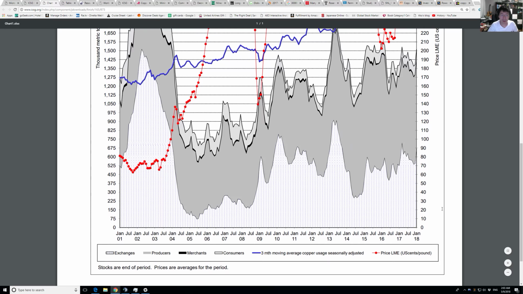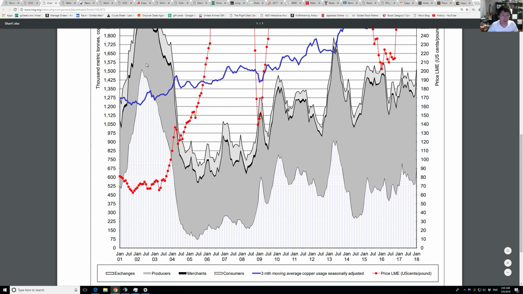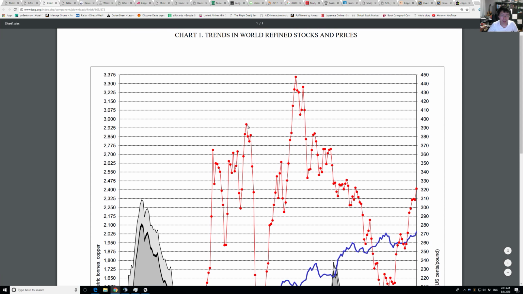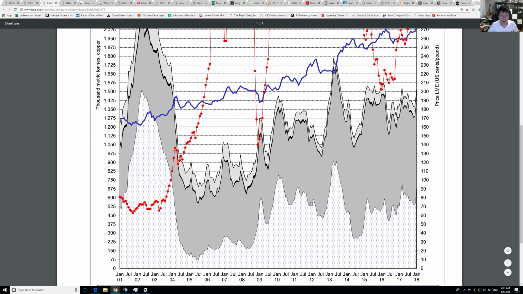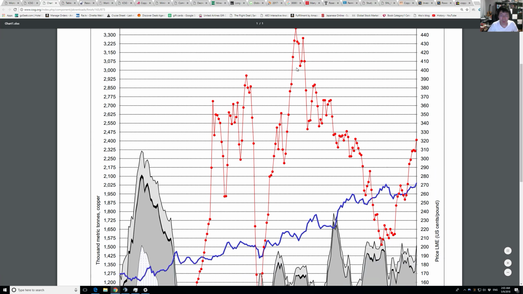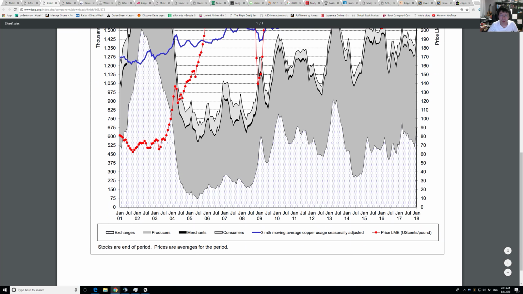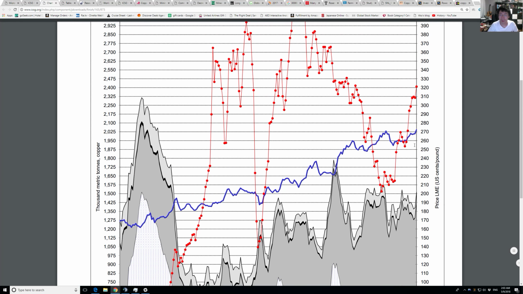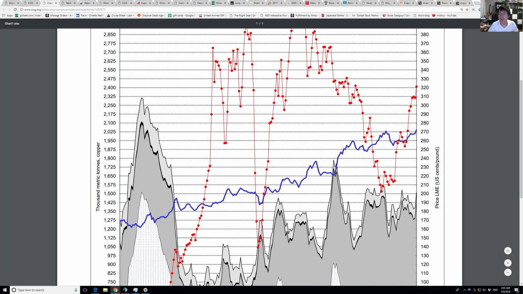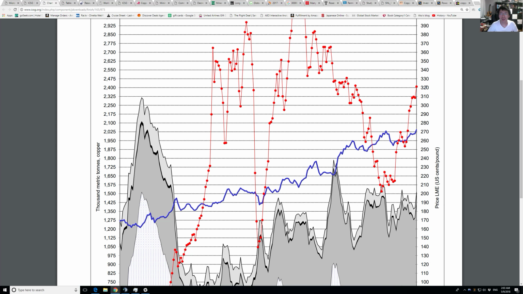And this is stock, so inventory. When inventory is low, copper price is crazy high. Here, no idea what happened. Currently, inventory isn't low, and price is not low either. So copper is not one of those commodities that you can just safely buy at this price.